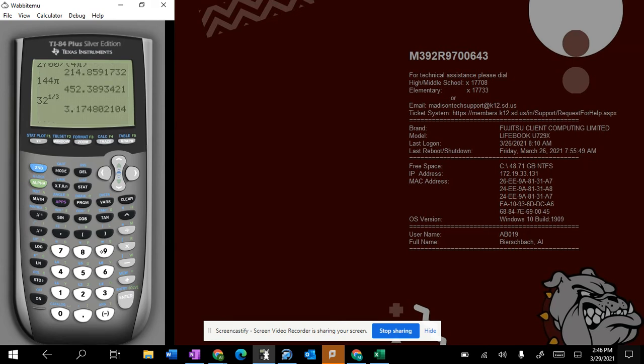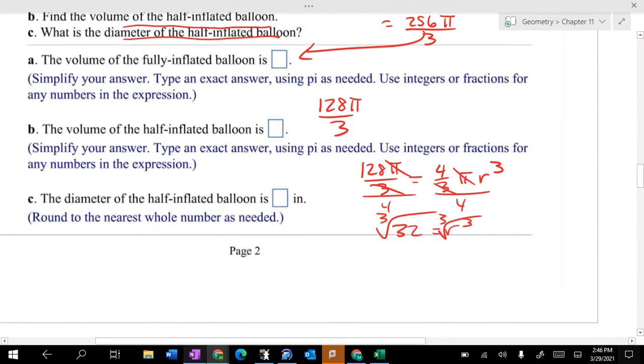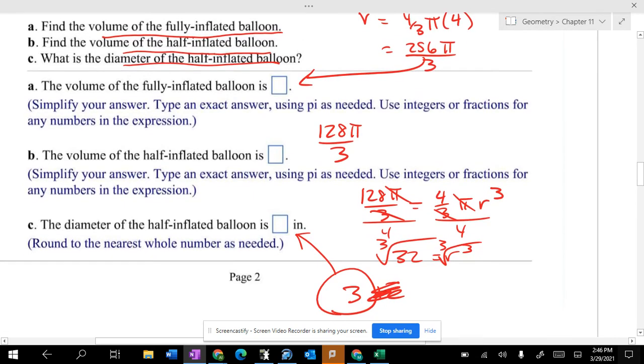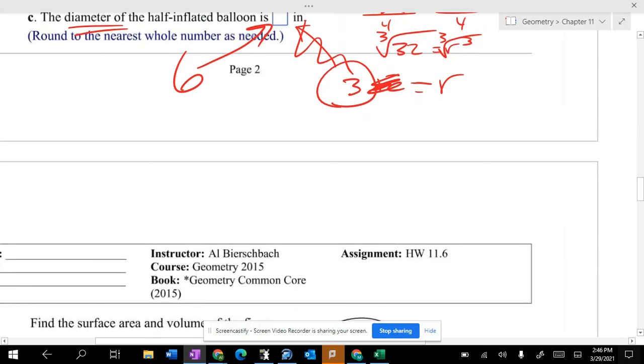So if I go 3, and then I hit that button on my calculator, it'll take the cube root of 32. Either way, I get 3.17. So it's 3.17, well, 3 inches it rounds to. For the, not 3 inches, that's a radius. And then it wants the diameter, so we need 6. Okay. All right, last thing.